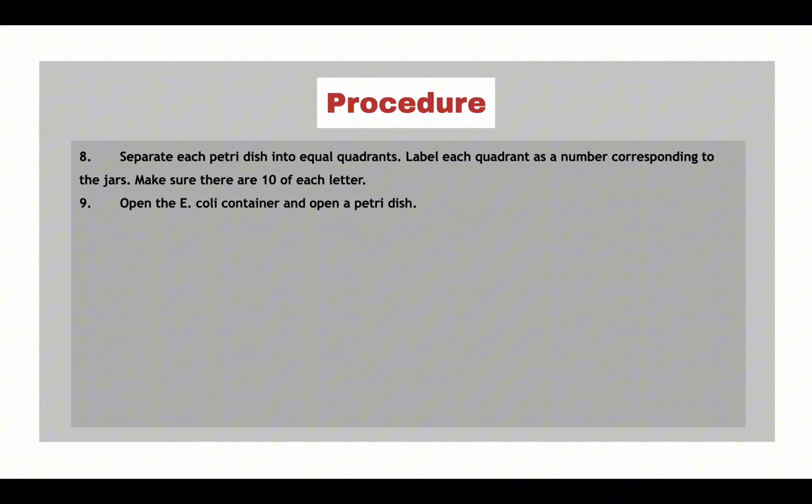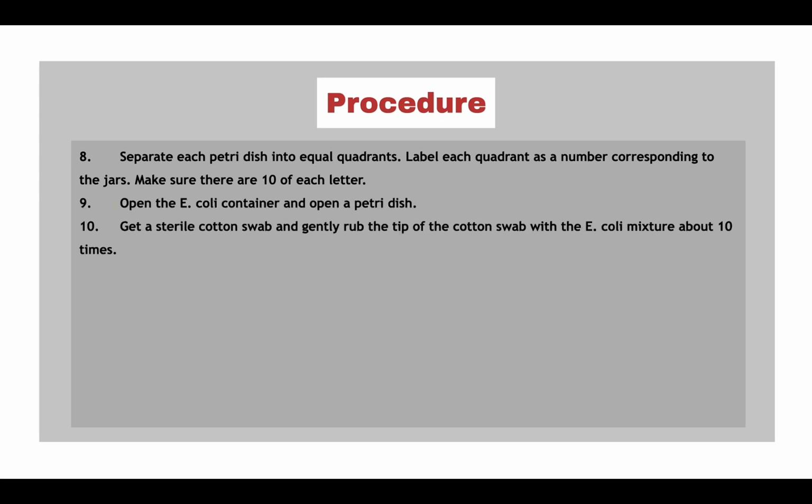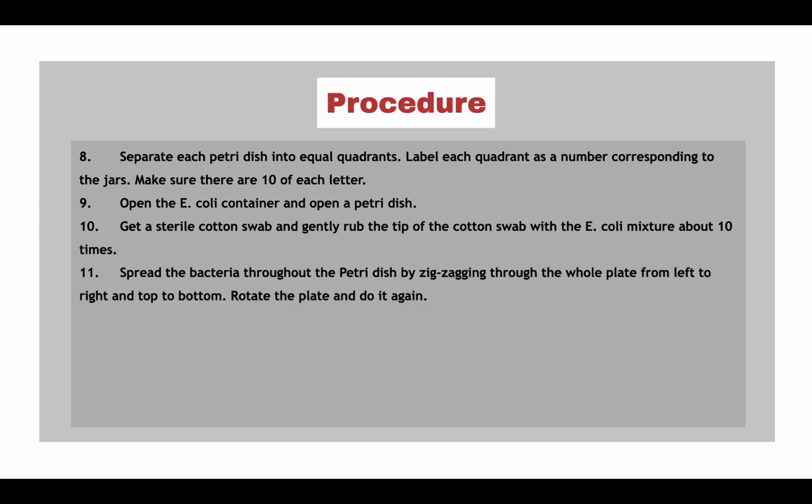9. Open the E. coli container and open a Petri dish. 10. Get a sterile cotton swab and gently rub the tip of the cotton swab with the E. coli mixture about 10 times. 11. Spread the bacteria throughout the Petri dish by zigzagging through the whole plate from left to right and top to bottom. Rotate the plate and do it again a couple times. 12. Repeat step 11 until all Petri dishes have been filled with bacteria.